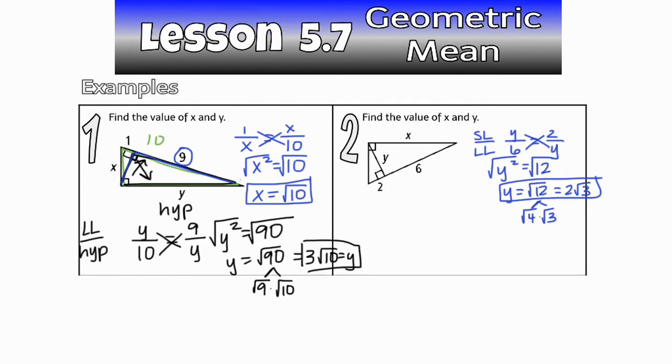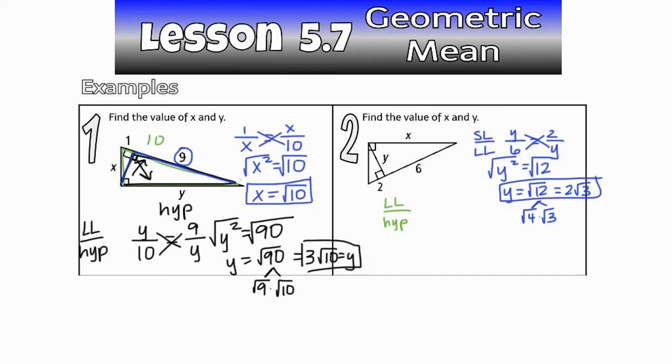And so x is a long leg, and I have the hypotenuse. So we have long leg and hypotenuse. And then for this right triangle, I have a long leg and hypotenuse. So that's what we're going to do. I have long leg divided by hypotenuse.